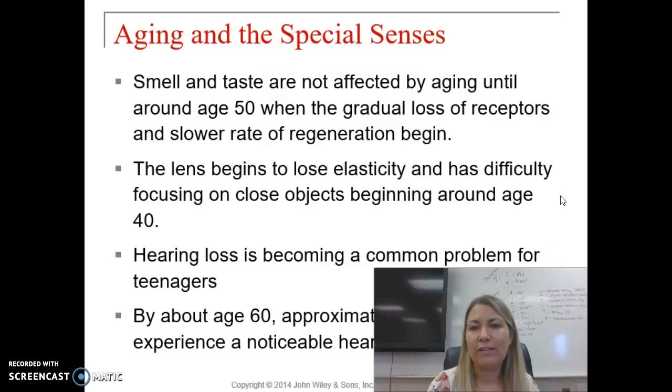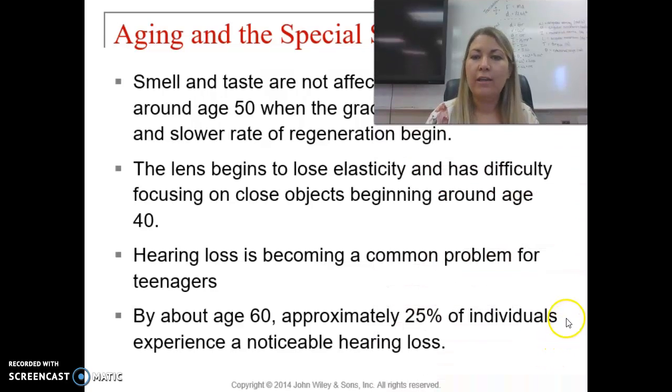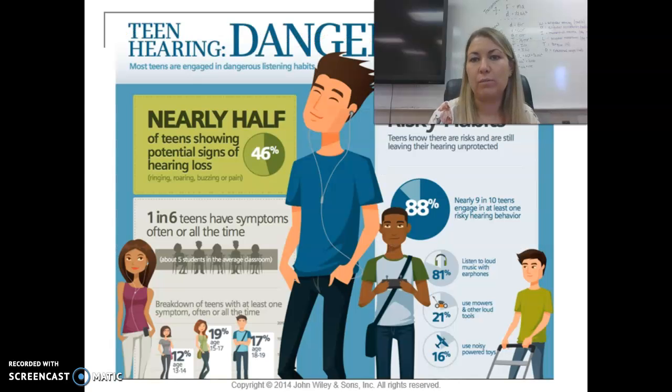Smell and taste are not affected by aging until around age 50. Gradual loss of receptors means that your senses tend to get dimmer with age. Hearing loss is actually the biggest problem that I want to talk to you guys about with our last couple minutes here. It used to be by age 60, about 25% of individuals had noticeable hearing loss, but with the increase in the amount of time people spend with earbuds in their ears, now it's nearly half of kids your guys' age have hearing loss, which is crazy because you shouldn't at this point in your life.